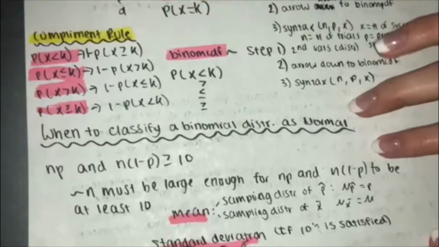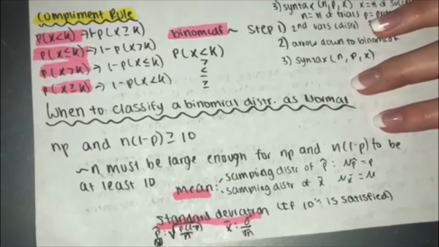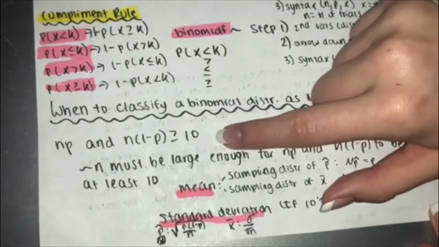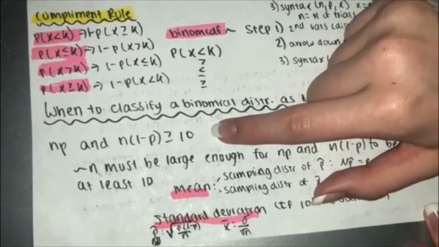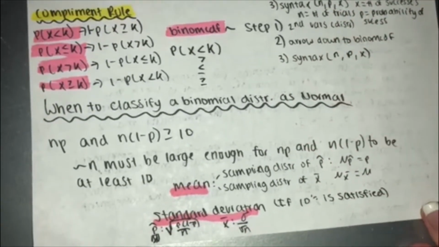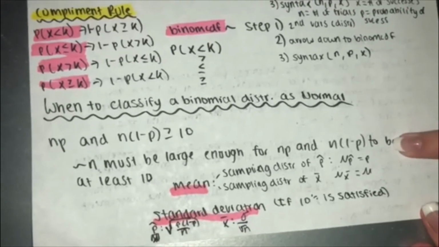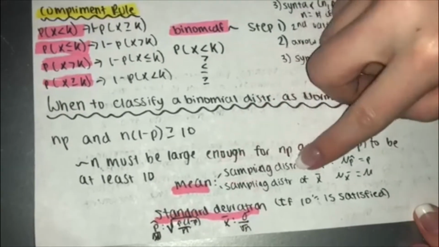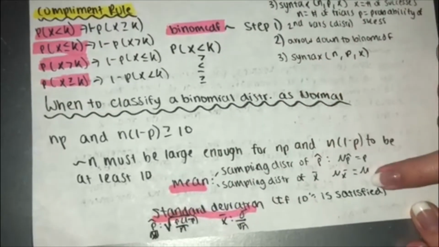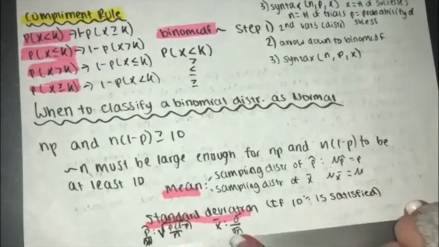So lastly, when to classify a binomial distribution as normal is when np and n times 1 minus p are greater than or equal to 10. So n must be large enough for np and n times 1 minus p to be at least 10. And if that's true, the mean of the sampling distribution of p hat and x bar are shown here, and the standard deviation of p hat and x bar is shown here.